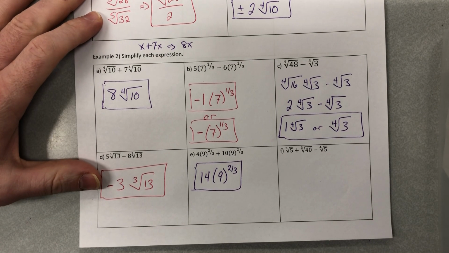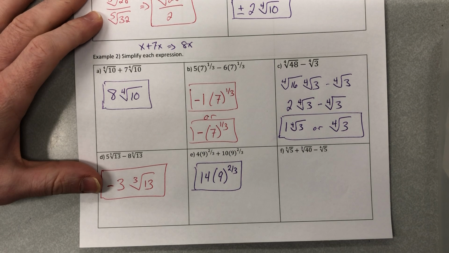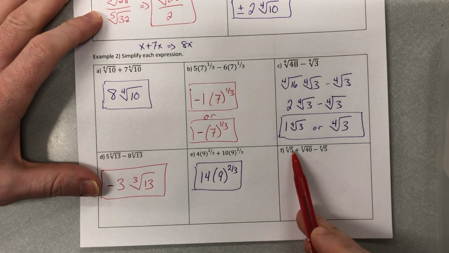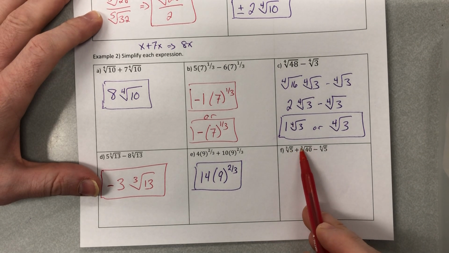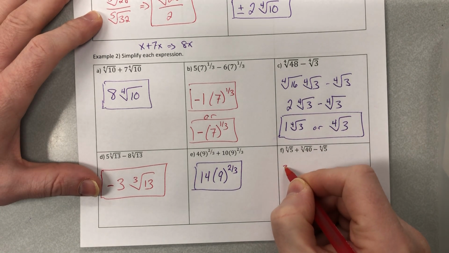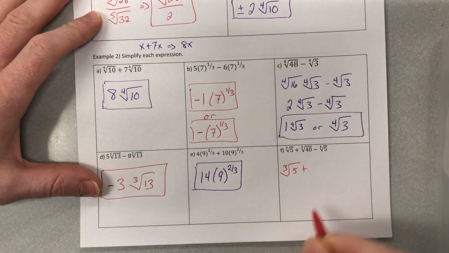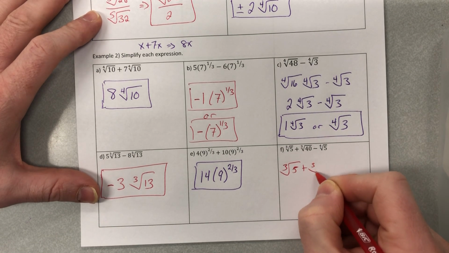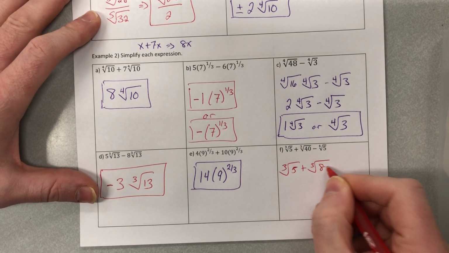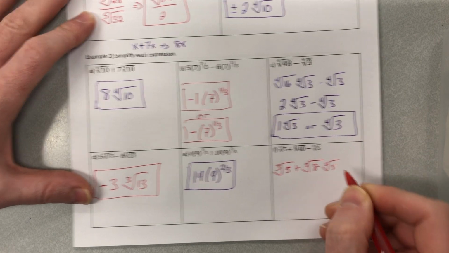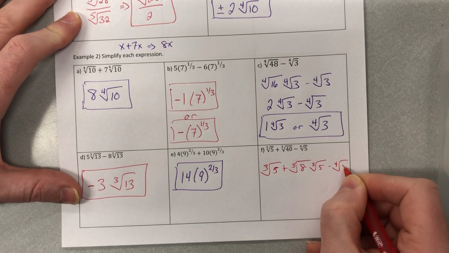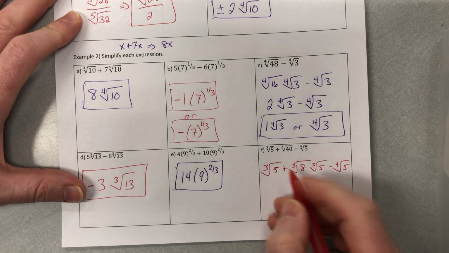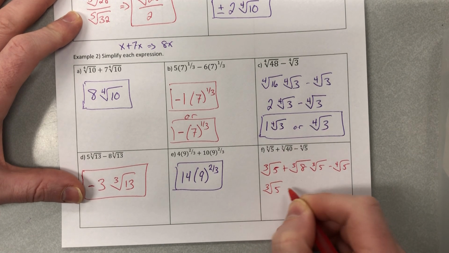Okay. Example F is very similar to C. So when we go through and do this, I'm going to have to simplify the cube root of 40. Well, the cube root of 40, and we have this cube root of 5 here, so that's going to be our hint. If we divide 40 by 5, it's 8 and 5. Well, what's the cube root of 8? It's 2.